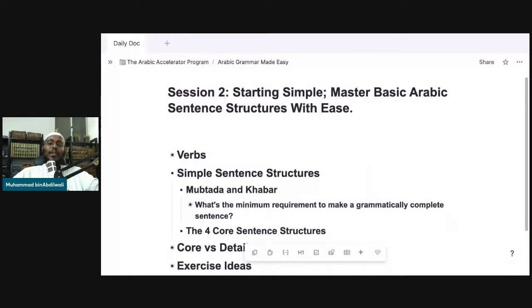The minimum requirement is that you have two words, which more technically speaking are called musnad and musnad ilayh, and I wouldn't say two words, two parts of a sentence, but at this level we'll call them mubtada and khabar, which are the most basic ones. And mubtada and khabar, in English terminology, they call it subject and predicate. If you never heard of that, don't worry, I'll explain what it means.